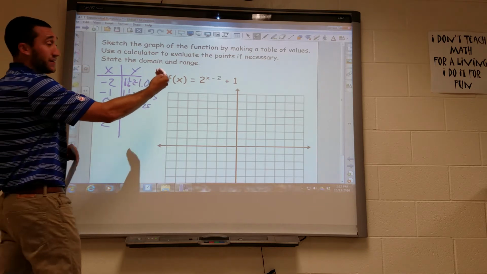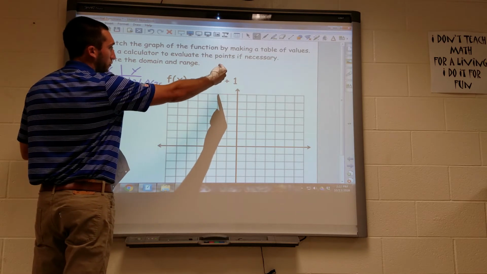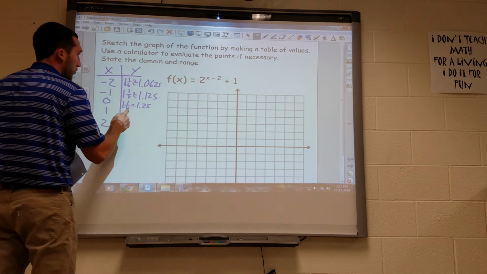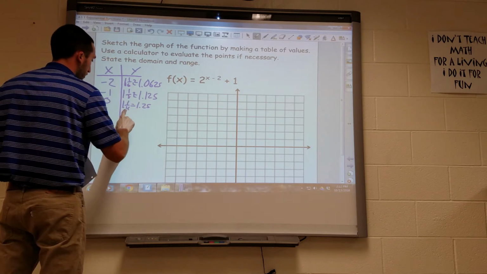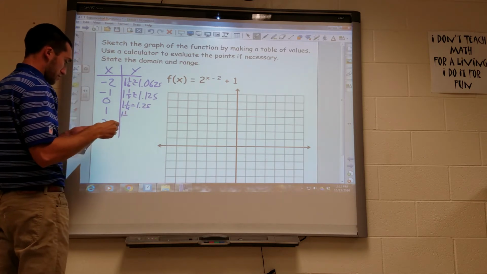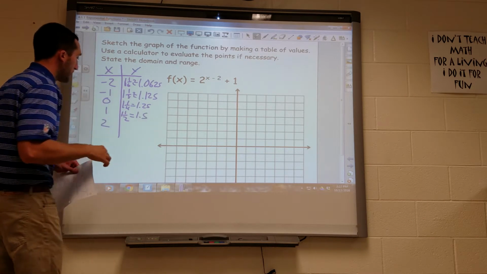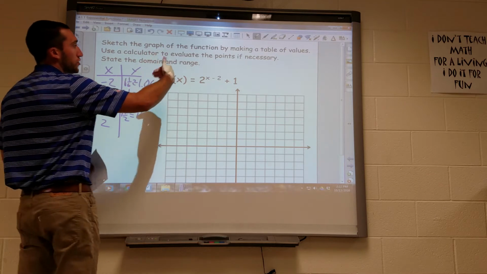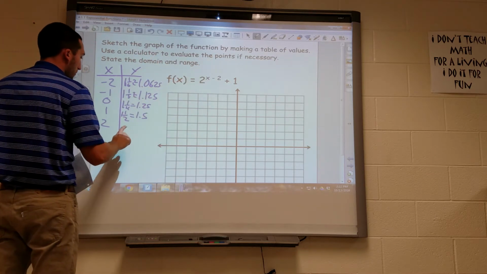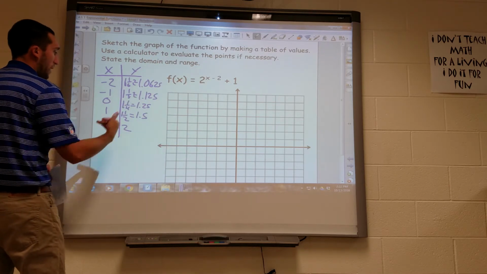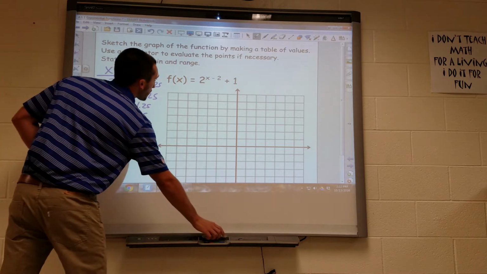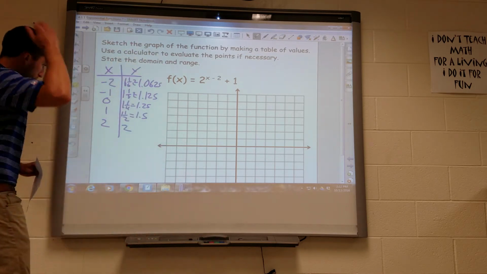Plug a 1 in, 1 minus 2 is -1, 2 raised to the -1 is 1/2, plus 1 is 1.5. That gives us 1.5. And then plug a 2 in, 2 raised to the 0 is 1, plus 1 is 2.